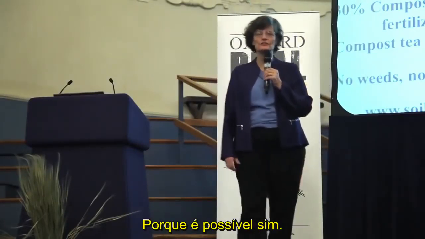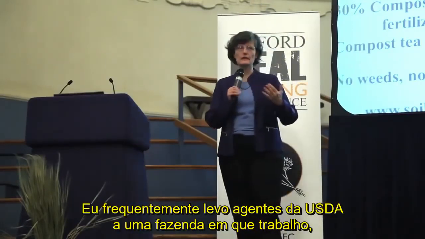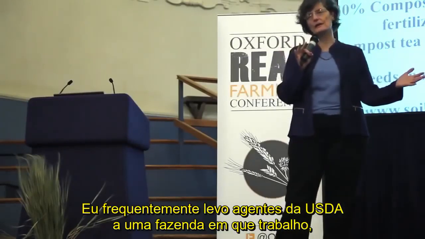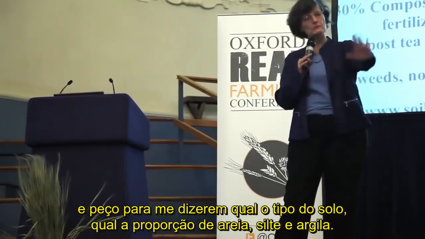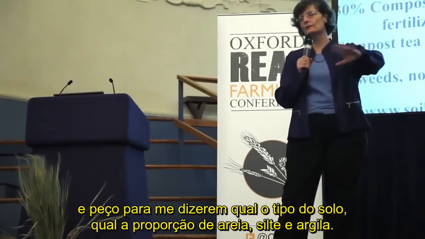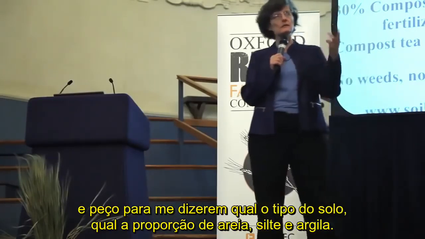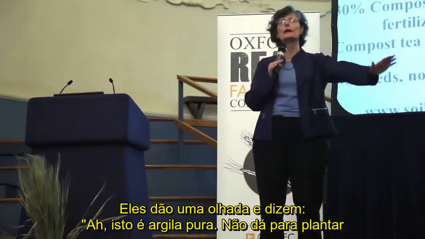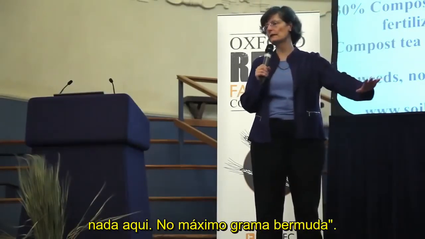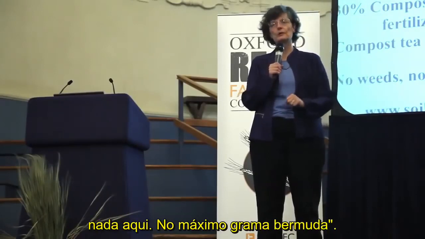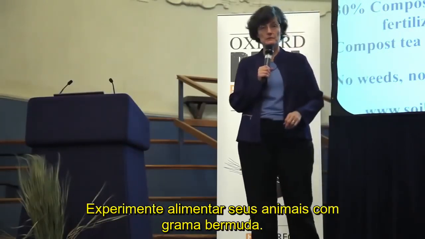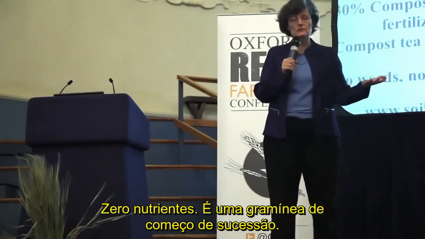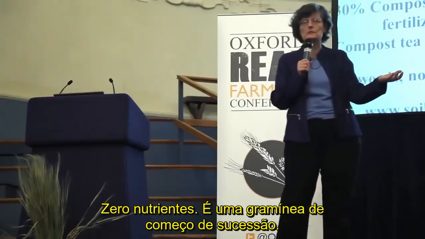Because we can too. I have quite often taken USDA Extension Service agents out to a farm that I've started to work on and asked them to tell me what is the soil, what is the sand, silt, clay fractions in this soil. They'll look at it, oh, this is pure clay. You can't grow anything. Best you could grow here would be Bermuda grass. Good luck keeping your animals alive on Bermuda grass because no nutrients. It's an early successional grass species.